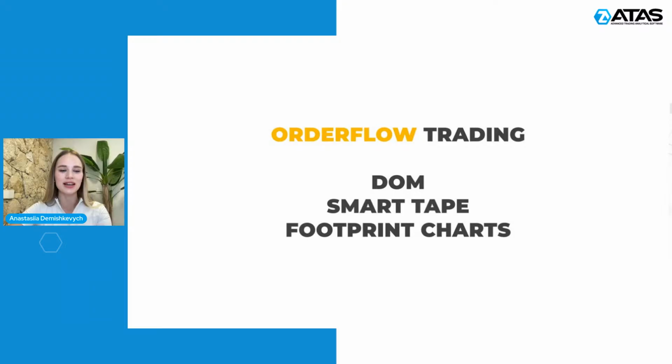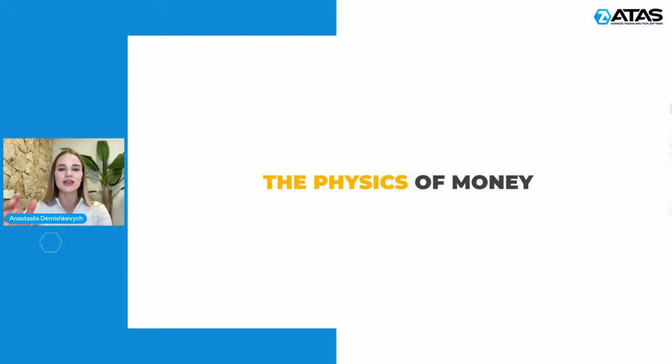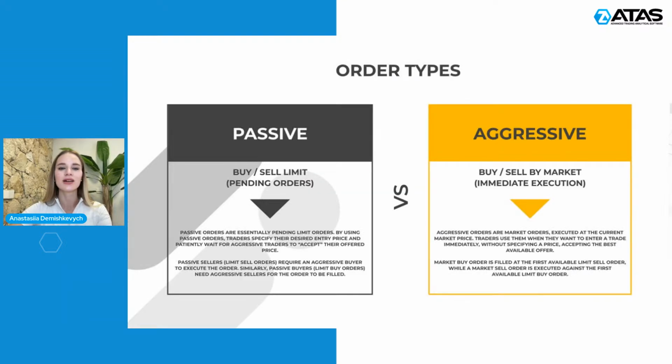Okay, so again, the topic of today's session is right in front of you. The first is the physics of money. Let's talk aggressive and passive order flow. We have 2 types of orders as well as 2 types of market participants in our market auction. The passive market participants, which you see on the left side of the screen, are traders who place their trades using limit orders. In other words, they place a buy or sell order at a specific price level, and they wait for the market to come to them.